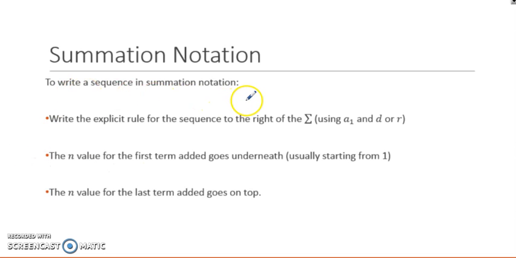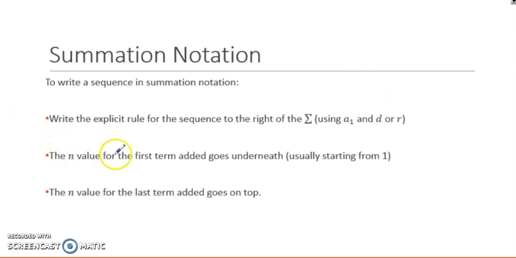So here's where I have that information written out. That's called summation notation. If you are trying to write a sequence in summation notation, the first thing you do is write the explicit rule, and that goes on the right-hand side of the sigma. That means it's the formula that has an a sub 1 in it, and then either a d or an r, depending on whether it's an arithmetic or a geometric.